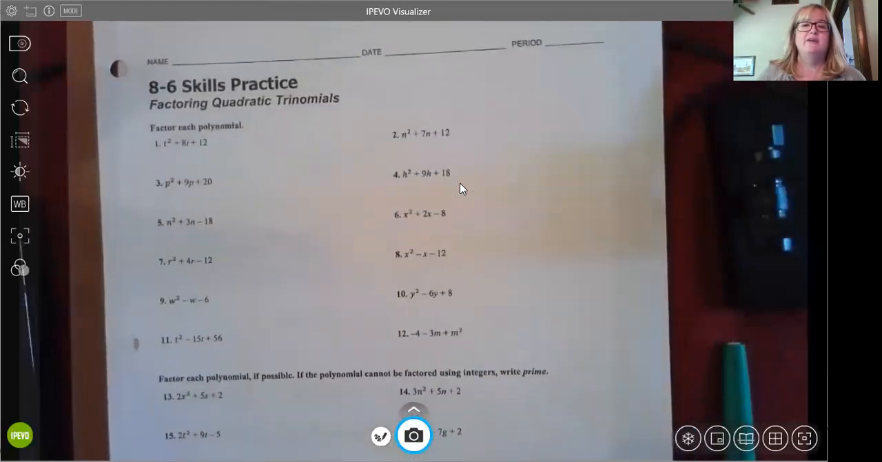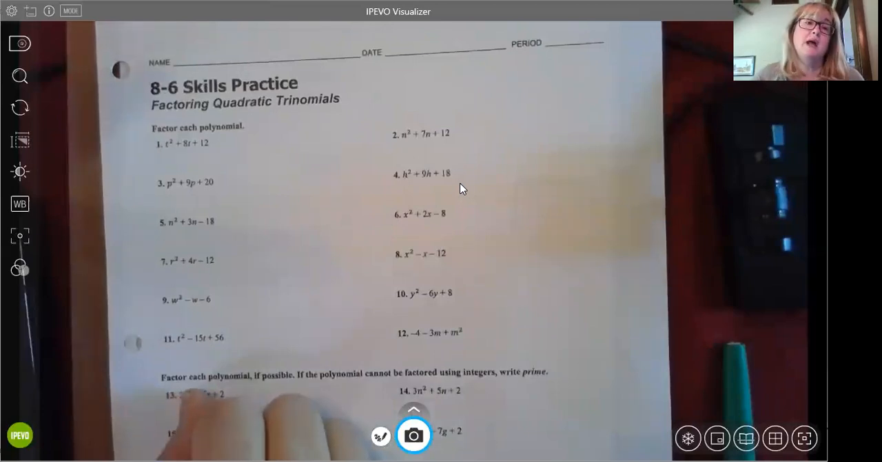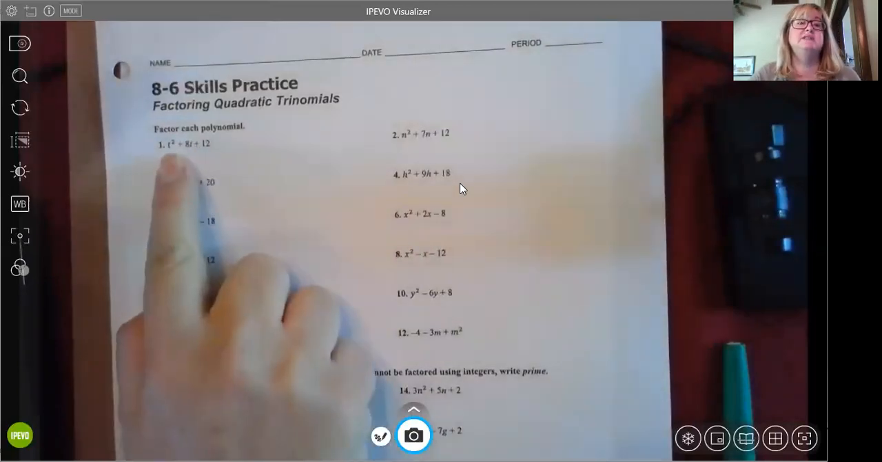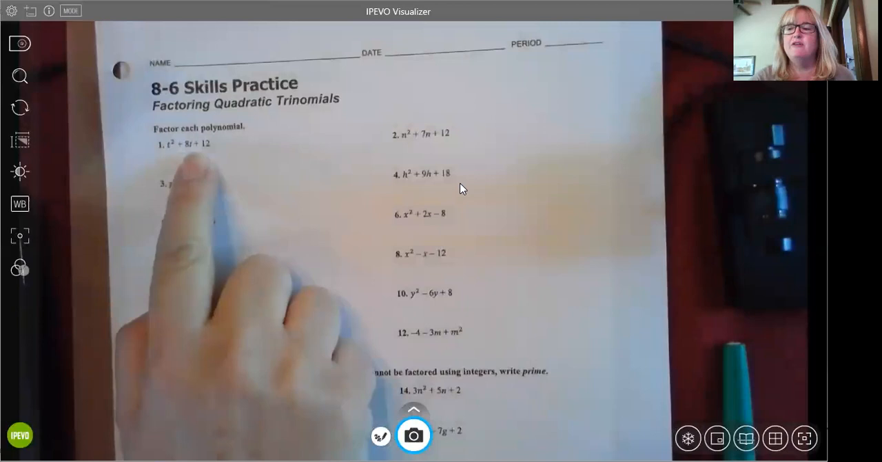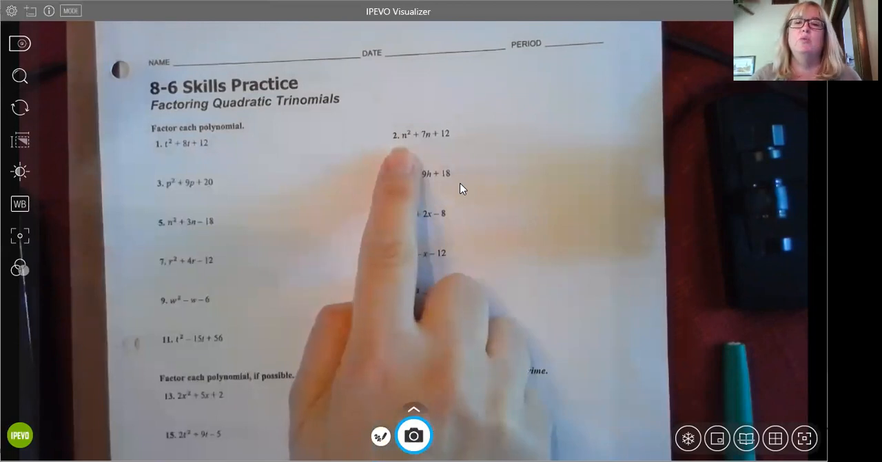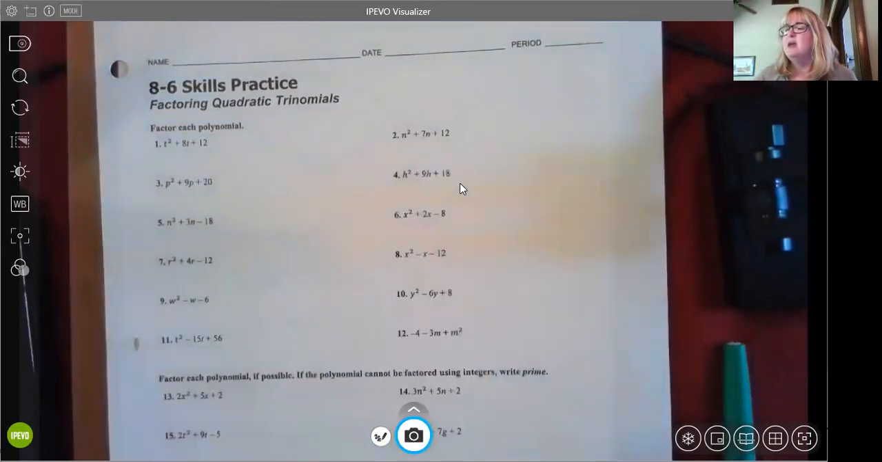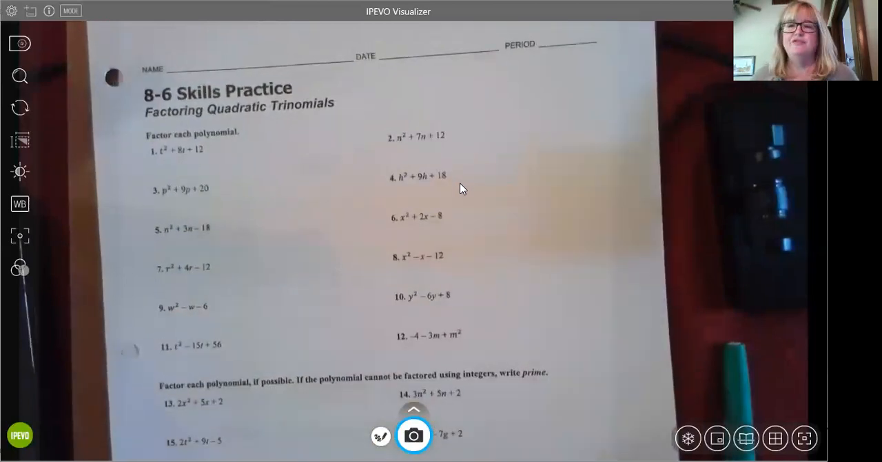What 1 through 12 have in common is the leading coefficient is 1. So t squared plus 8t plus 12, the leading coefficient is 1. In number 2, 1n squared plus 7n. Before we get started on this, though, we need to go over a few things.